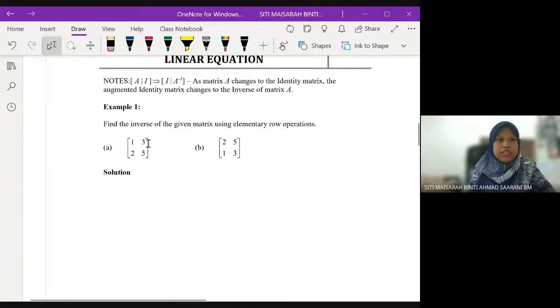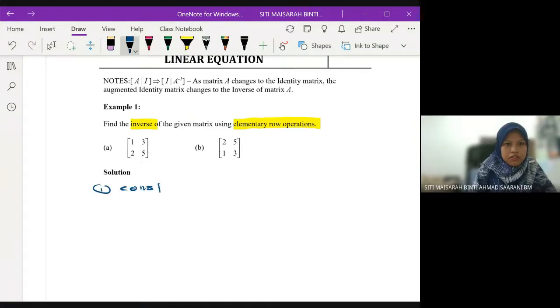Let's say for example 1. Kat sini ada note ya. Augmented matrix ni dia dah explain. Okay, for example, we have example 1. This is a 2 times 2 matrix. The question asks to find the inverse using elementary row operation. So first, you need to construct the augmented matrix. Your augmented matrix for this case is AI. Let's say this is matrix A, so then it can be AI.